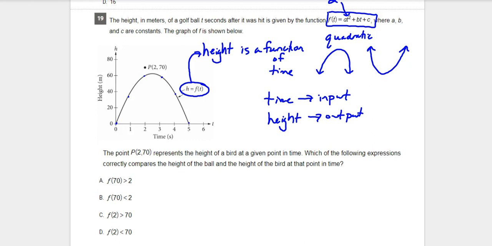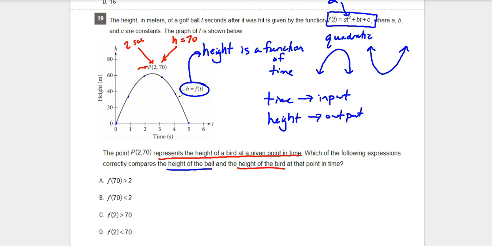So it says the point P of 2, 70. So we have this random point floating up here. It represents the height of a bird at a given point in time. So it looks like for the bird at 2 seconds, it is at a height of 70 meters. So that's this bird up here flying. It says which of the following expressions correctly compares the height of the ball and the height of the bird. So the ball is the blue chart, the bird is the red dot.